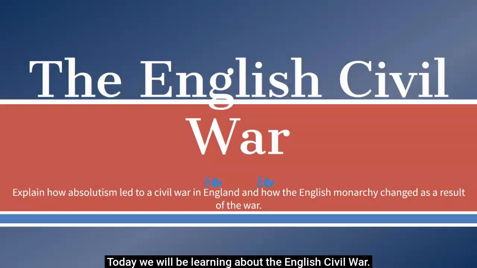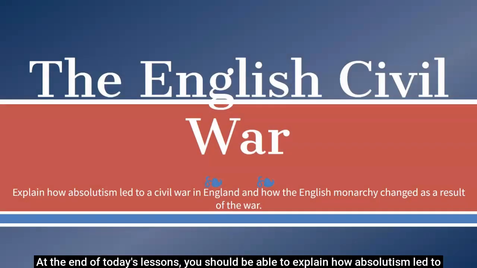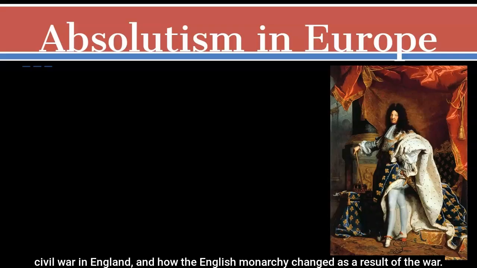Today we will be learning about the English Civil War. At the end of today's lesson, you should be able to explain how absolutism led to civil war in England and how the English monarchy changed as a result of the war.